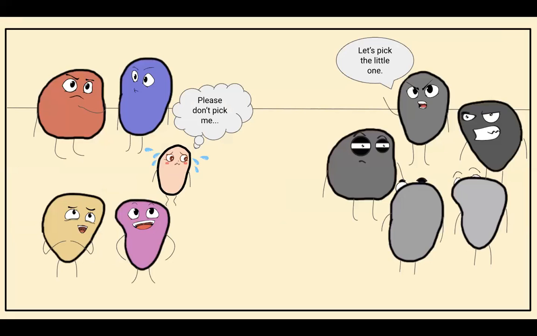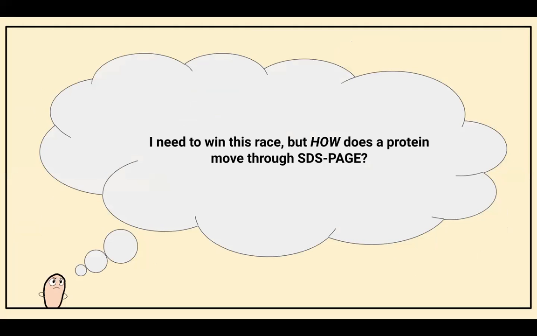Please don't pick me. I don't want to be the reason my team gets second place. I'm not even sure how fast I can run. Of course, Team 1 wants Myosin to run the race. I really need to win this race, but how does a protein move through SDS-PAGE?